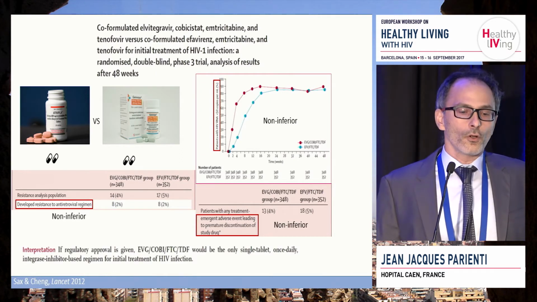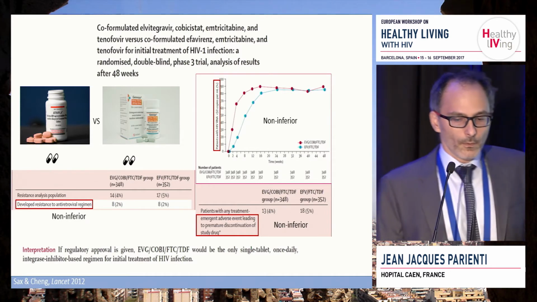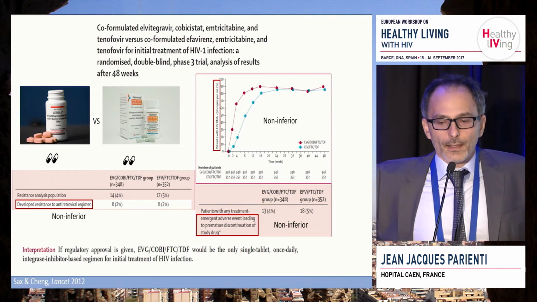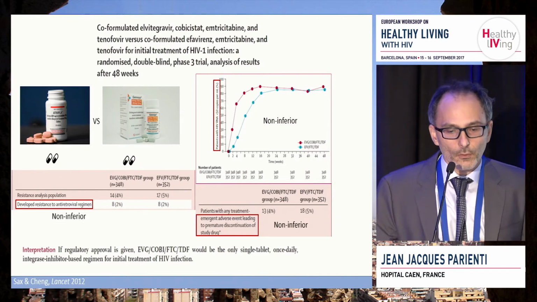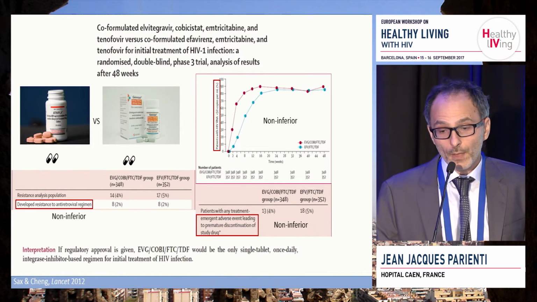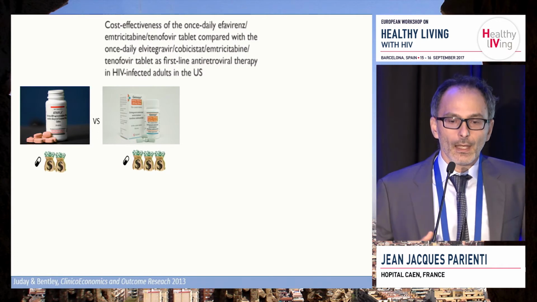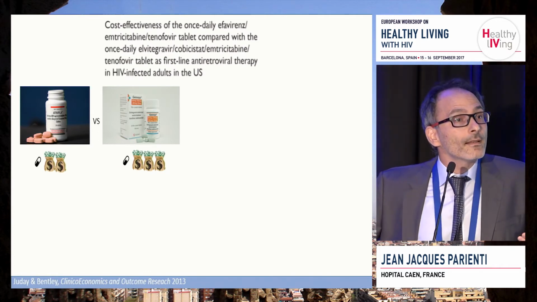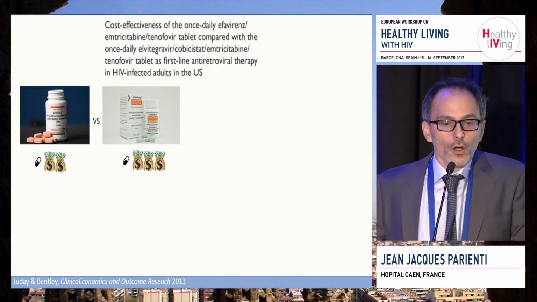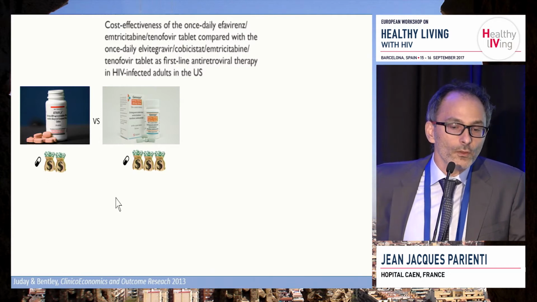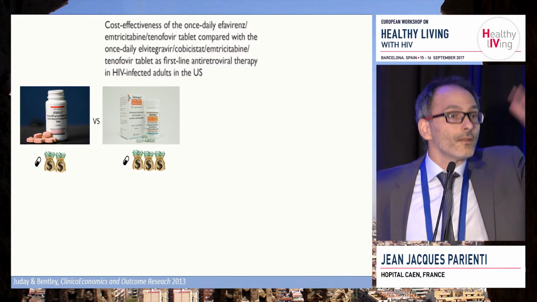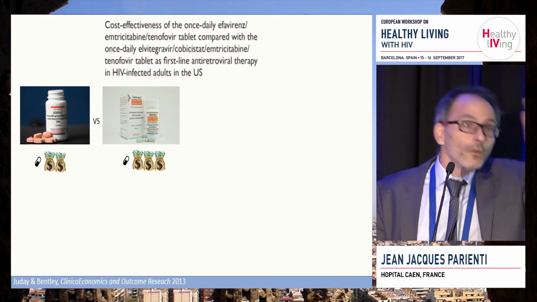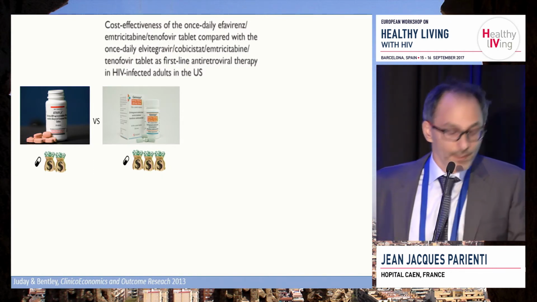And the conclusion of the Lancet paper, because this study was done before approval, because it was used for approval, they say that this regimen would be the only single tablet once daily with an integrase inhibitor regimen. So this was the phase 3 trial. And subsequently, there was a cost-effectiveness comparison between the two drugs. Because it costs money to develop a new formulation, if you compare the old drug with the new drug, the new one is more expensive. So we are in this part of the cost-effectiveness plan, at the northeast of this graph.